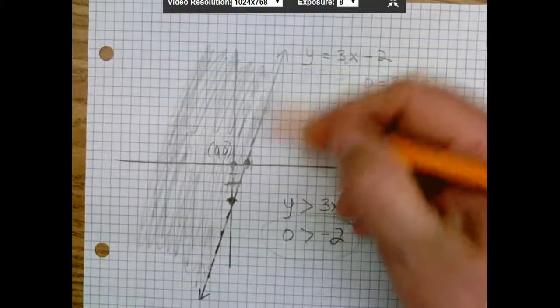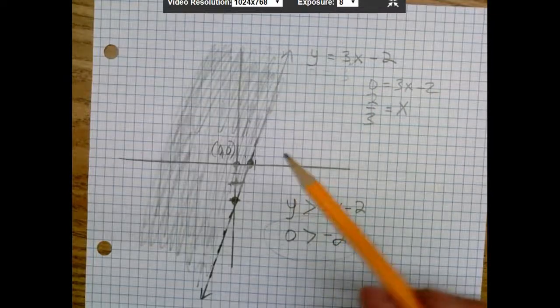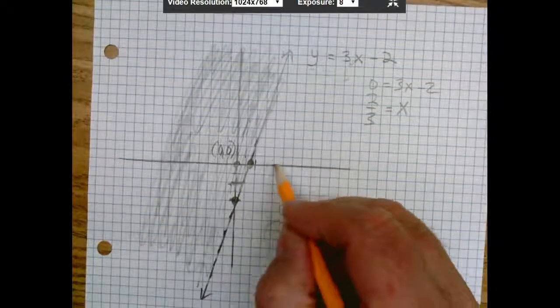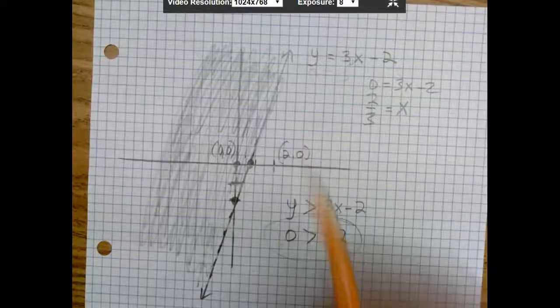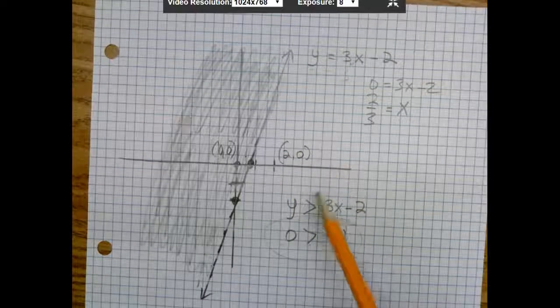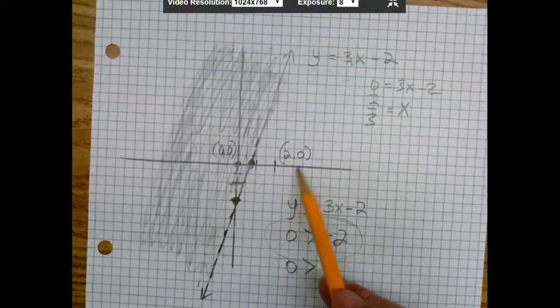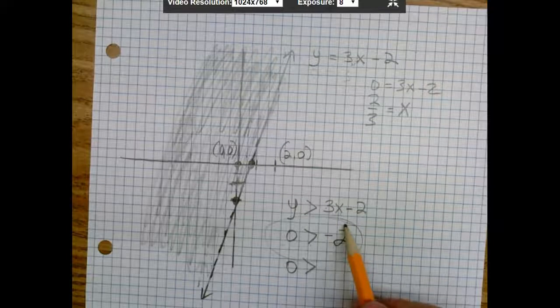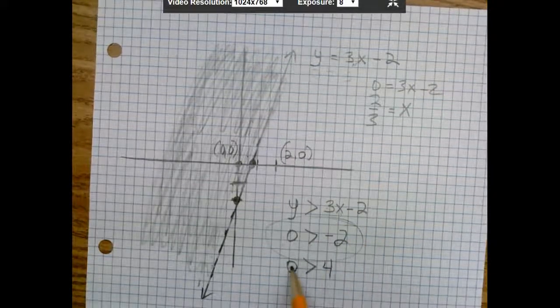So we know all the solutions on this side. And let's say we chose the solution over here. So let's say we did, this would be (2, 0). We can check that one. So then if we plug in 0 for y, y is greater than 2 for x. 3 times 2 is 6, minus 2 is 4, and that's not true. 0 is not greater than 4.